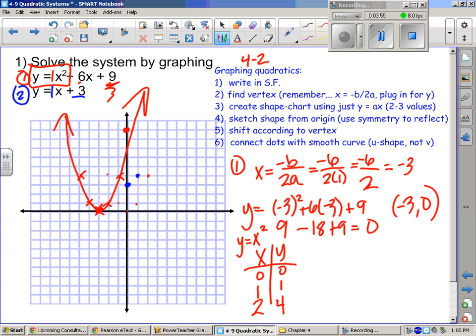Up 1 and over 1, as you can see, I'm getting farther away from the parabola, so I'm going to go the other way. And you should notice that I'm crossing twice at those two places. So I have two solutions, and I want to write down the coordinates. One of them happened at the vertex, so negative 3, 0 is one of the solutions, and then negative 2, 1 would be my other one.